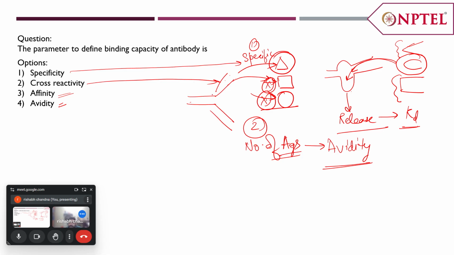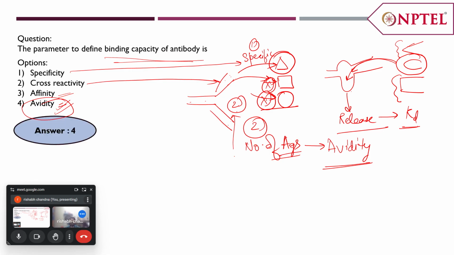For example, this is an antibody that can bind to two antigens. So the capacity of this antibody is two, and the avidity is also two. That means the number of antigens that can be bound to this particular antibody is two. There are different antibodies that can bind to more antigens also, so their avidity is more. As per the question, the binding capacity of an antibody is defined on the basis of its avidity. So the correct answer is option number 4.